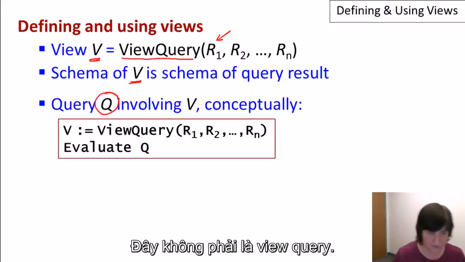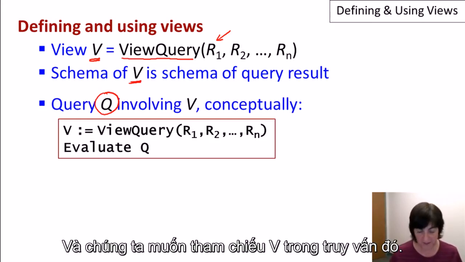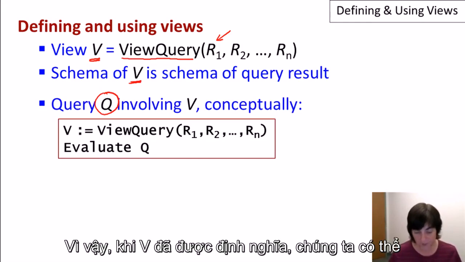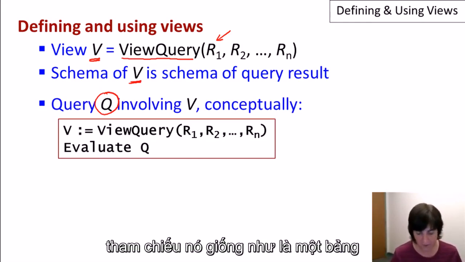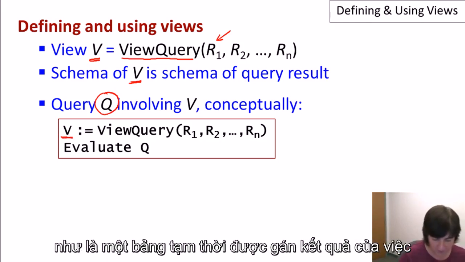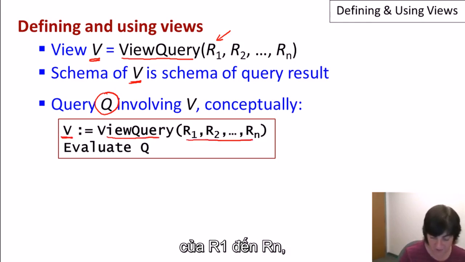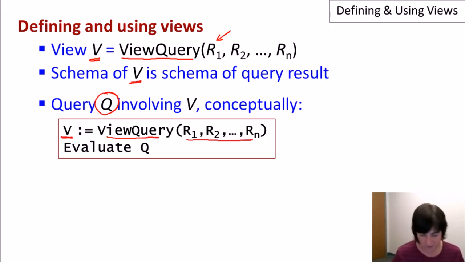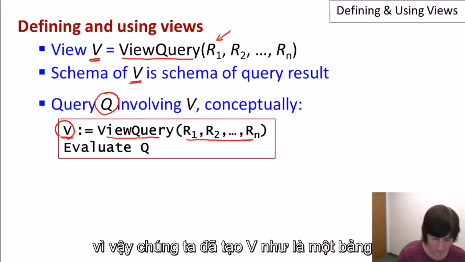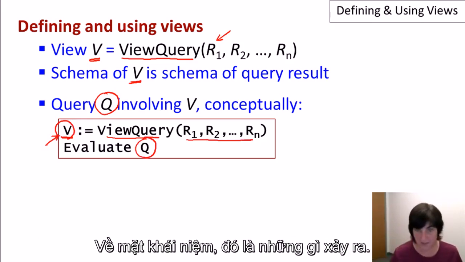Now, let's say we want to run a query Q over our database. This is not the view query. This is just some ad hoc query over our database, and we want to reference V in that query. So we can, once V is defined, reference it just like it's a table, and conceptually, what we can think of is V being, say, a temporary table that is assigned to the result of running the query over the current instances of R1 through Rn. So we've now populated V like it's a table, and then we evaluate Q, and we can simply refer to V as we evaluate Q. So that's what happens conceptually.